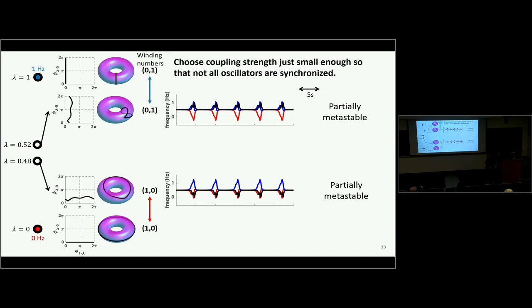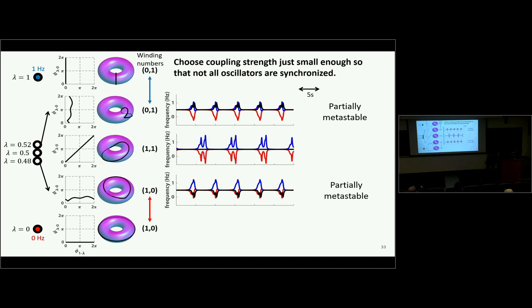The question is, can we find a purely metastable pattern where none of the oscillators are synchronized? Yes, indeed. We can find, in between, a pattern of type 1,1, meaning that as one relative phase goes through 2 pi, the other relative phase also goes through 2 pi, and gives you a symmetric pattern in the frequency dynamics. I call these purely metastable patterns.